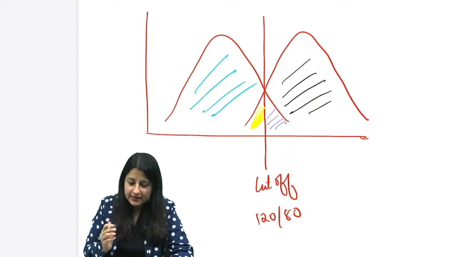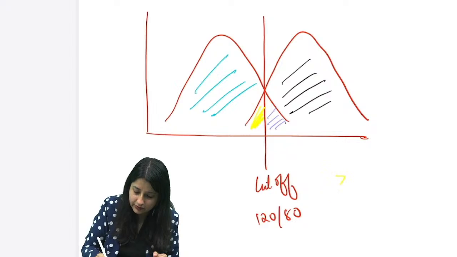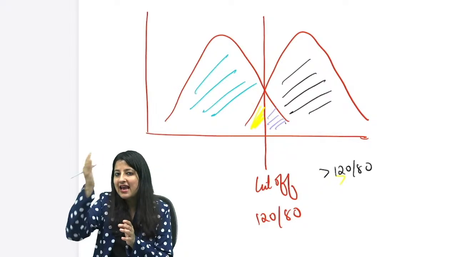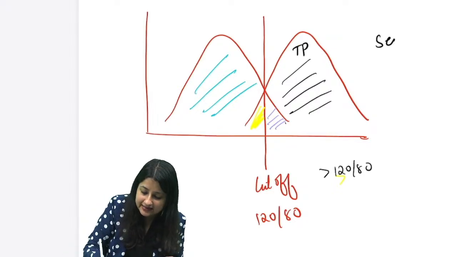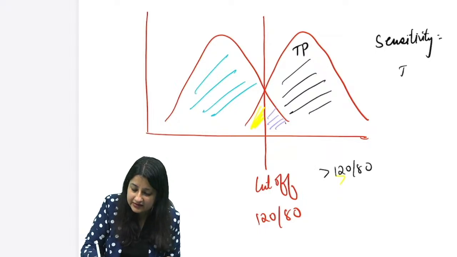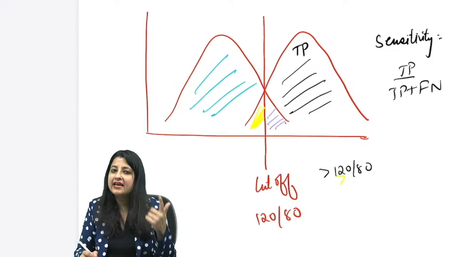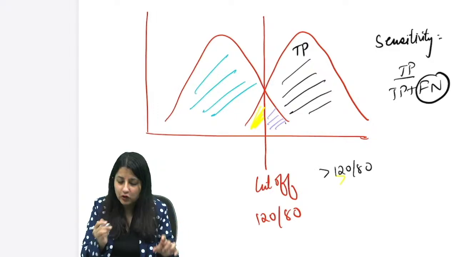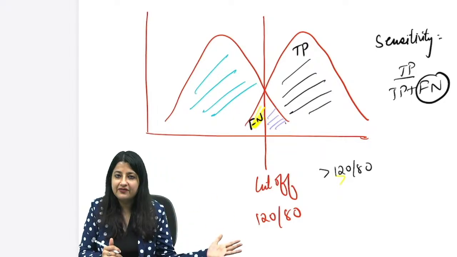Imagine anyone who is more than 120/80 is screening test positive. So what will be on the right side? This is going to be true positive. But guys, what is sensitivity? It is the ability to detect all those who have the disease, so it is TP upon TP plus FN. Where is this? Somebody is positive, but we are labelling him negative, which is false negative. So where will this false negative be? Here, a smaller portion on the left-hand side.